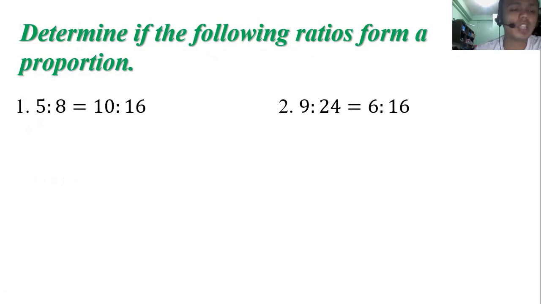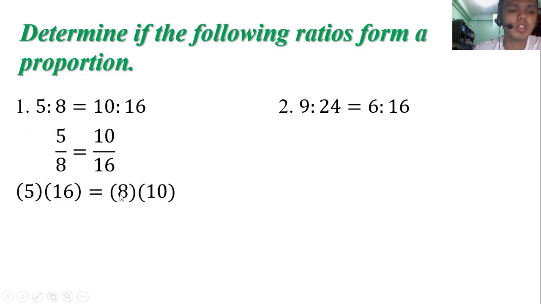Now, determine if the following ratios form a proportion. Again, how can we tell if the given ratios form a proportion? First thing to do, write it in fractional form. The 5:8 becomes 5 over 8. The 10:16 becomes 10 over 16. Then cross multiply: 5 times 16 is equal to 80, and 8 times 10 is 80. If they are equal, therefore these two ratios are a proportion.